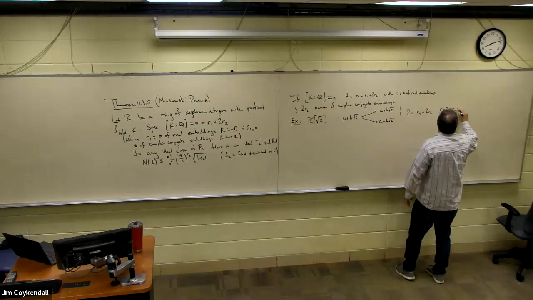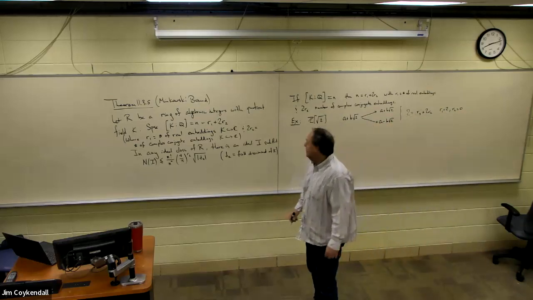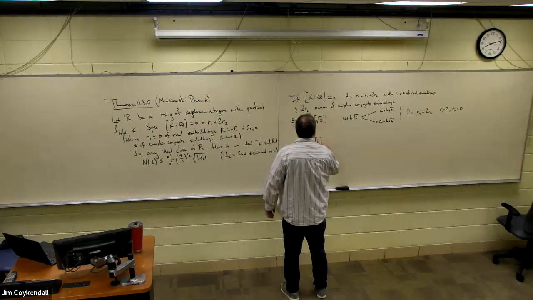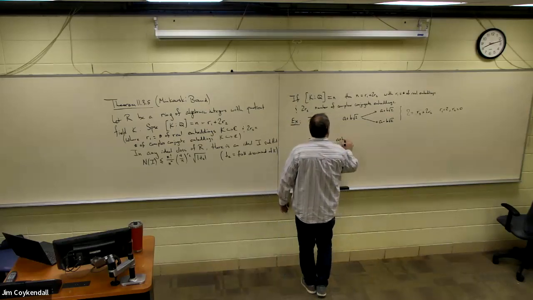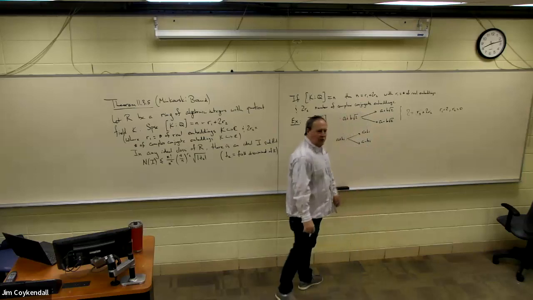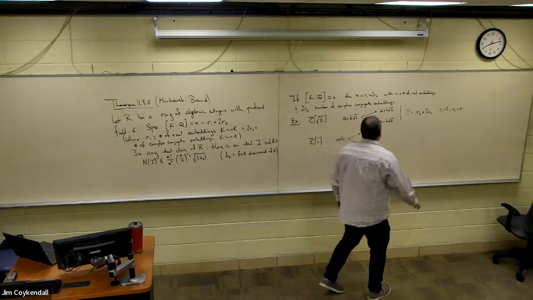Two. Both embeddings are real here. If you look at the Gaussian integers, you get two complex conjugate embeddings here. And again, this is an automorphism.